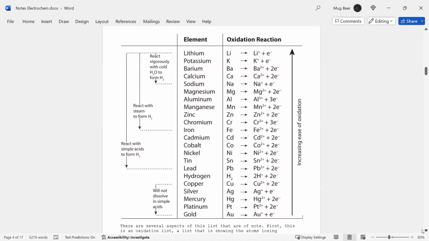These ones up top will actually react with water. We talked about those. They'll produce hydrogen gas. If I turn the water to steam, I can get more of them to do it, but the temperature has to be much higher. And all of these, again, will react with acids and produce hydrogen gas.